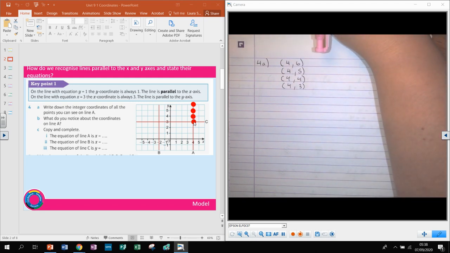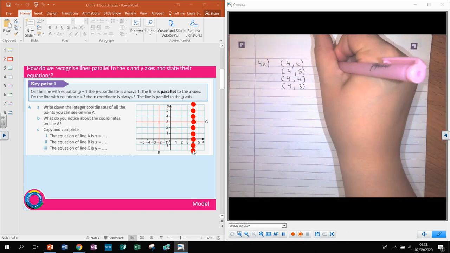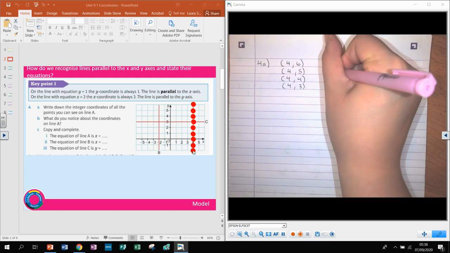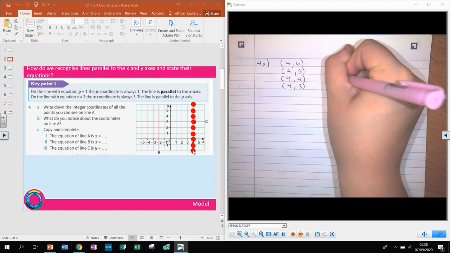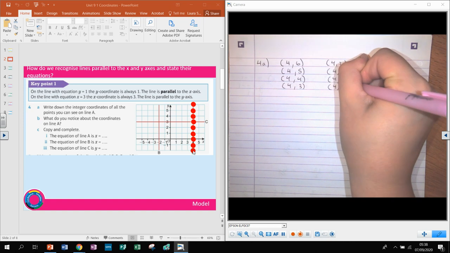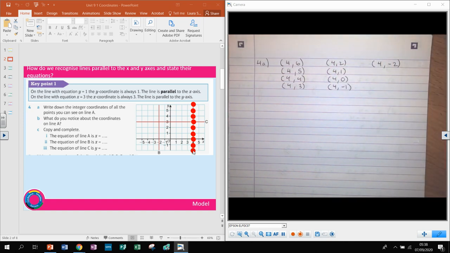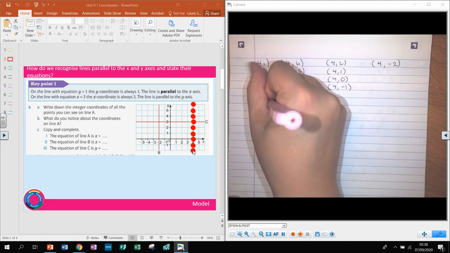Okay, I'm going to keep going because actually we can go all the way to -2 on the y-axis. Okay, so 4 comma 2, 4 comma 1, 4 comma 0, 4 comma -1, and finally we can see 4 comma -2, and those are the ones we can see on the graph. So that's part A done.